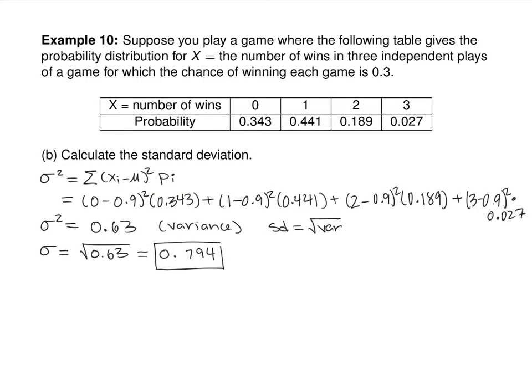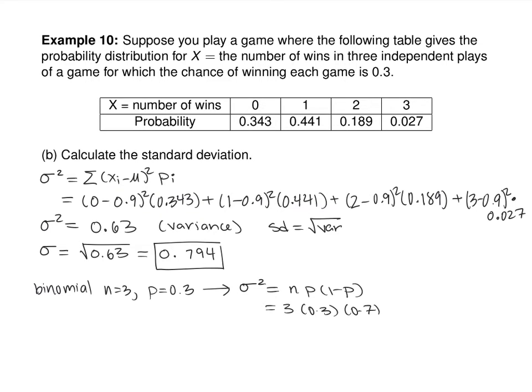Now, once again, because this was binomial, with n equal to 3 and p equal to 0.3, we have a special formula for the standard deviation that we could have used here, and this is definitely faster. And that formula is sigma squared equals np(1 minus p). So 3 times 0.3 times 0.7, or 0.63.